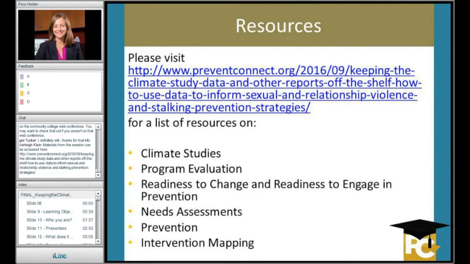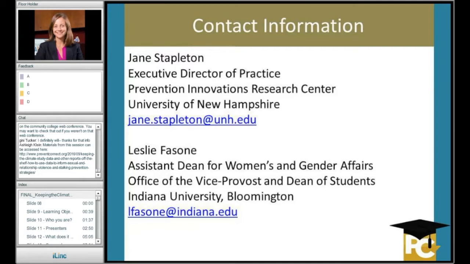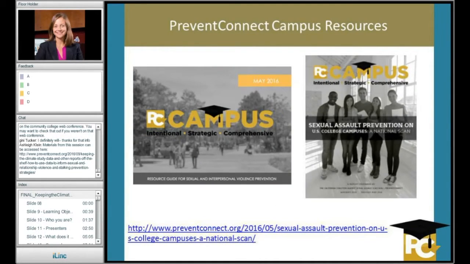And then Jane and Leslie have also graciously shared their contact information with us, so you can reach out to them through email. I want to really quickly highlight that PreventConnect also has some other resources, including our national scan reports on prevention. So you can check that out.